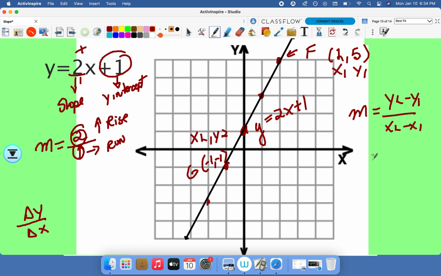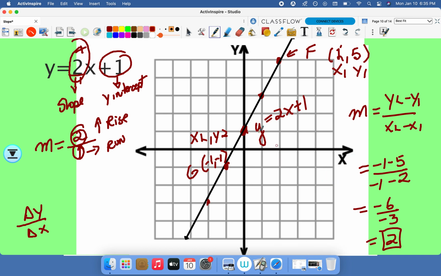And let's plug it in. So y2, which is -1, right here, minus y1, which is 5, over x2, which is -1, down here, minus x1, which is this number right here, which is 2. Let's calculate that. -1 minus 5 is -6. At the bottom, -1 minus 2 is -3. And doesn't that simplify to +2? Which is exactly this number right here.